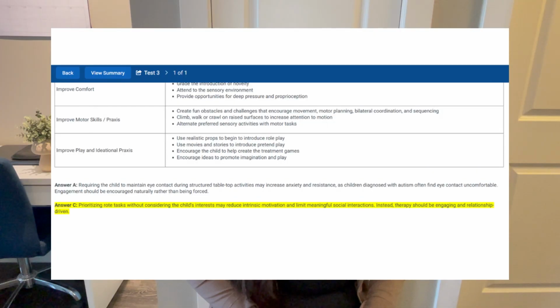Prioritizing rote tasks without considering the child's interests may reduce intrinsic motivation and limit meaningful social interactions. Instead, therapy should be engaging and relationship driven. I am really bad with my words personally, and so I feel like these rationales kind of show what I'm thinking in my brain, but they just don't come out in words. But exactly, rote activities, so repetitive activities, aren't therapeutic, aren't going to help this child in any way. So you really just want to focus on more meaningful and engaging tasks.